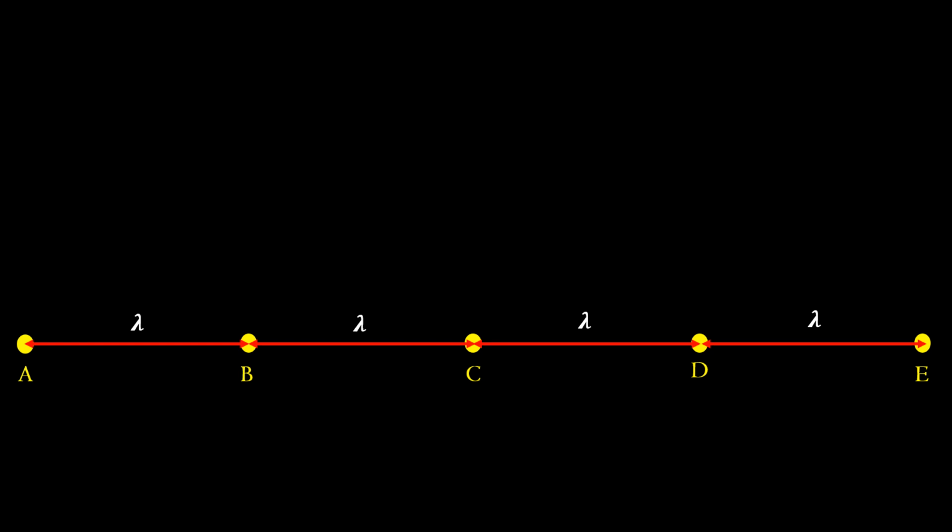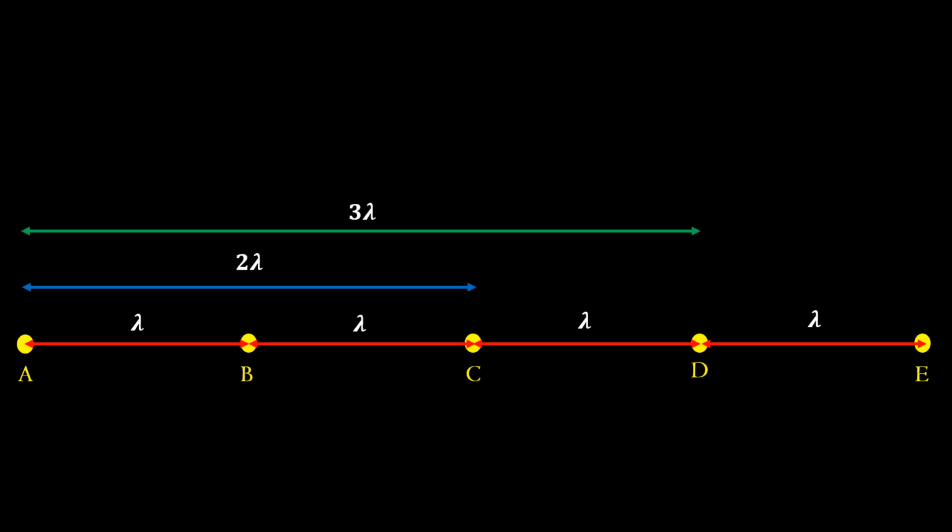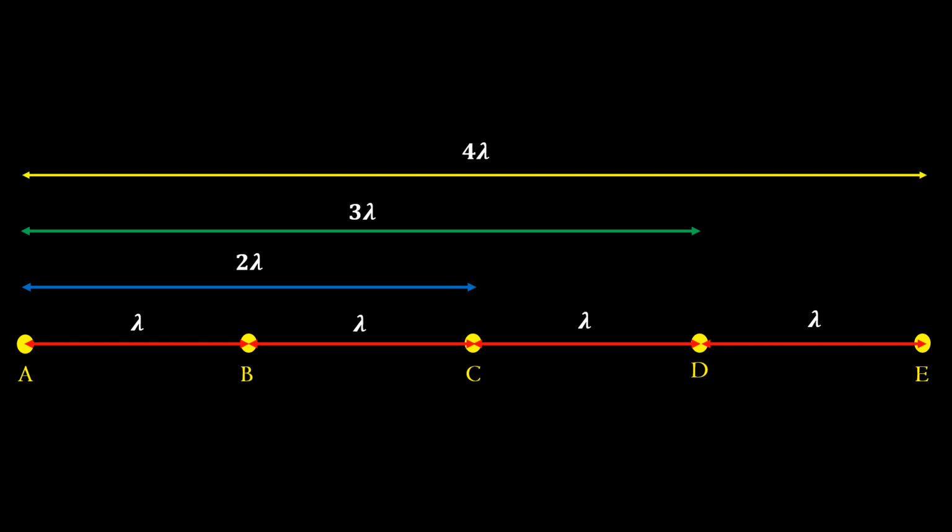But we can also say that points A and C are in phase because they are separated by two wavelengths, 2 times lambda. Points A and D are also in phase because they are separated by 3 wavelengths, 3 times lambda. Points A and E are also in phase because they are separated by 4 wavelengths, 4 times lambda. Two points are in phase if they are separated by a natural number multiple of wavelengths.